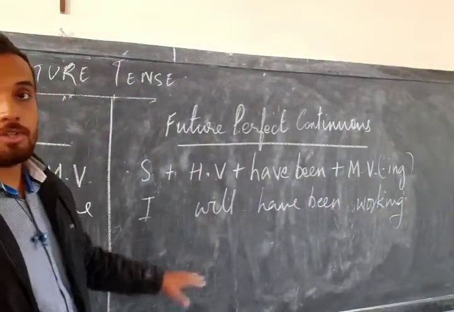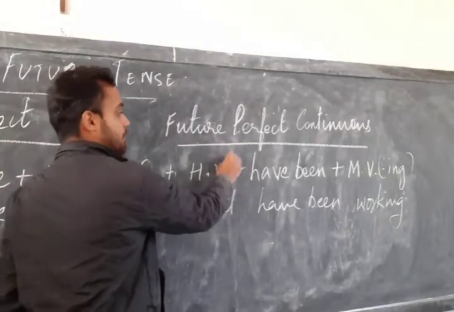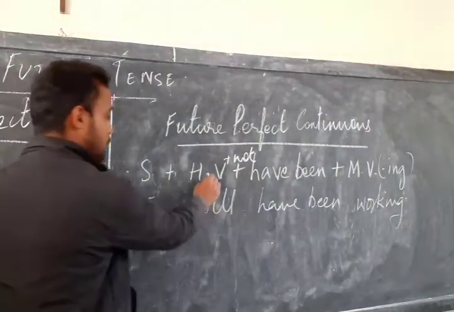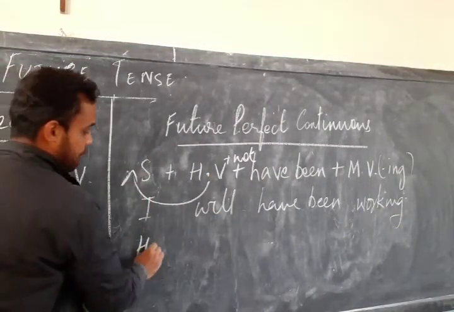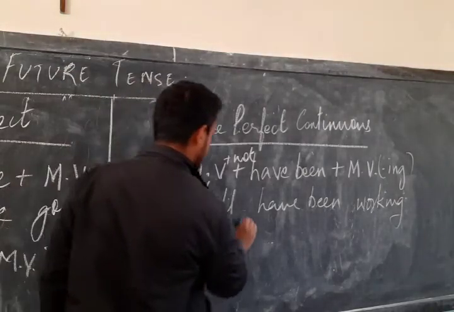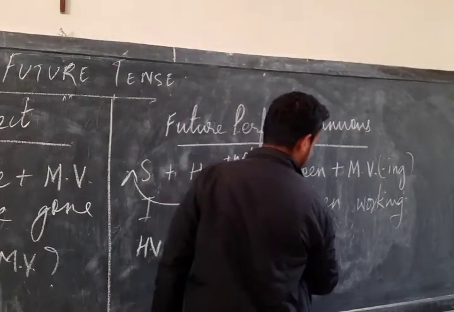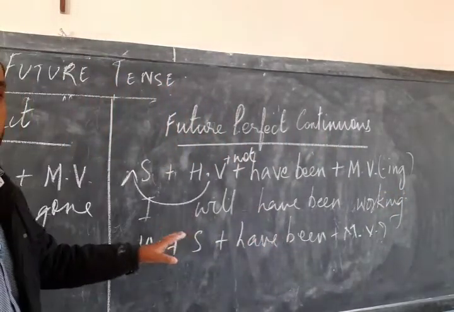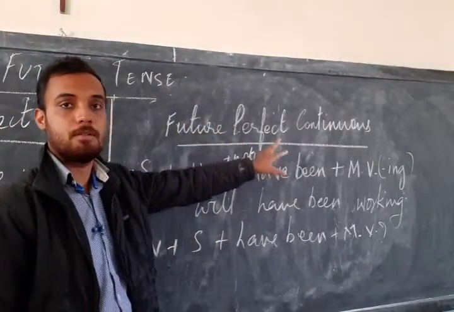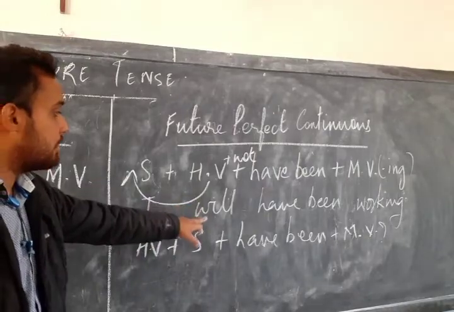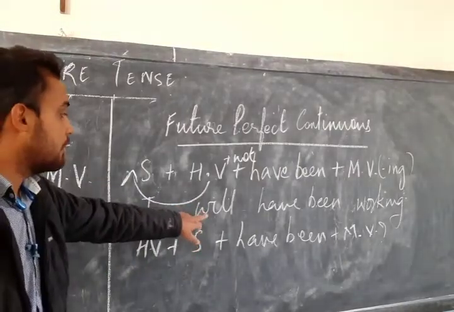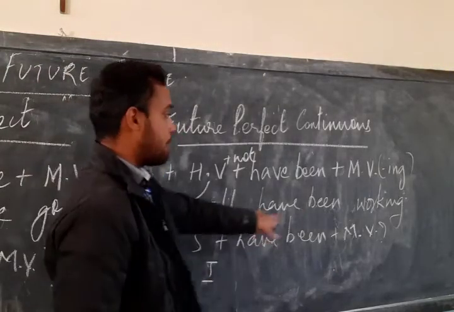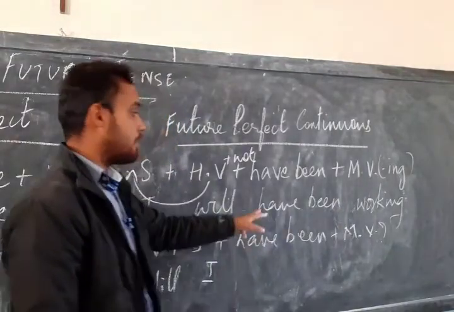Okay? Now to change it into negative, again with the helping verb we have to use not. If you want to change it into a yes no question, an interrogative sentence, use the helping verb at the beginning. Helping verb plus subject plus have been and the main verb with a question mark. The main verb will be present in ing form, always remember, because it is continuous tense. So when you bring the helping verb at the beginning, your sentence becomes: Will I have been working?